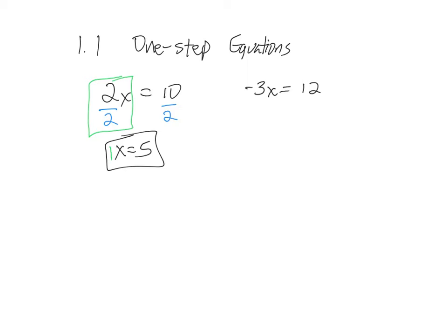Okay, so over here, on the next one, negative 3 and x are being multiplied, so I divide by negative 3. And it's again because I want this part right here to equal 1. Okay, and so the answer is x equals negative 4.